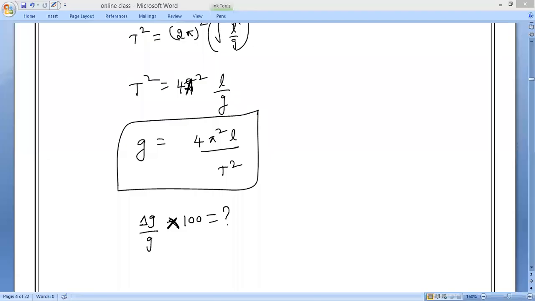Careful. So delta G by G into 100, that is our percentage error in G, we have to find it, how much it is. See, in the exam you will never get this much time. You have to solve very, very fast.